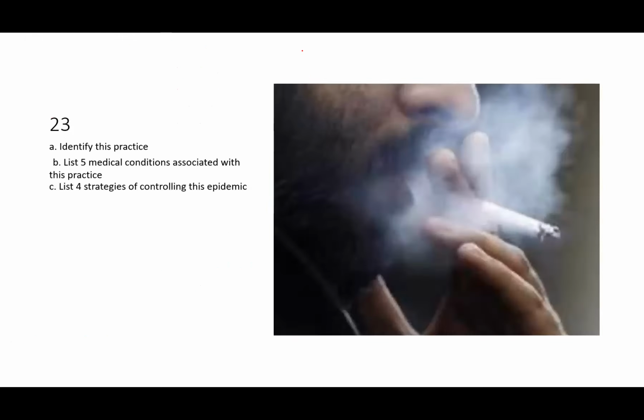Number 23, identify the practice. List 5 medical conditions associated with the practice. List 4 strategies of controlling this epidemic. This practice is what? Okay, it is cigarette smoking. List 5 conditions associated with this cigarette smoking.